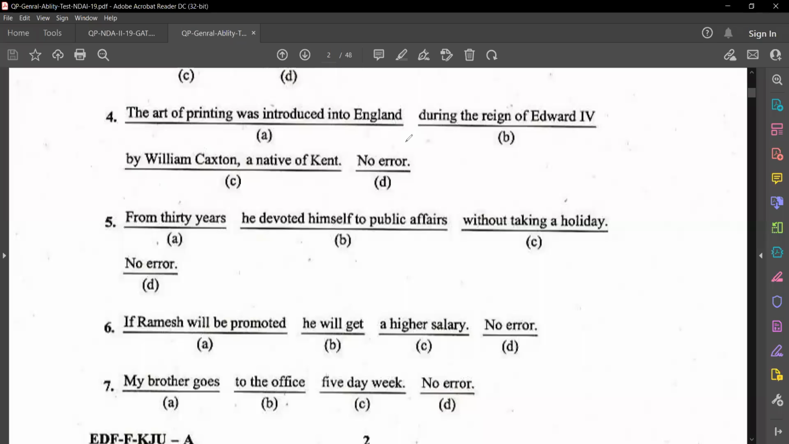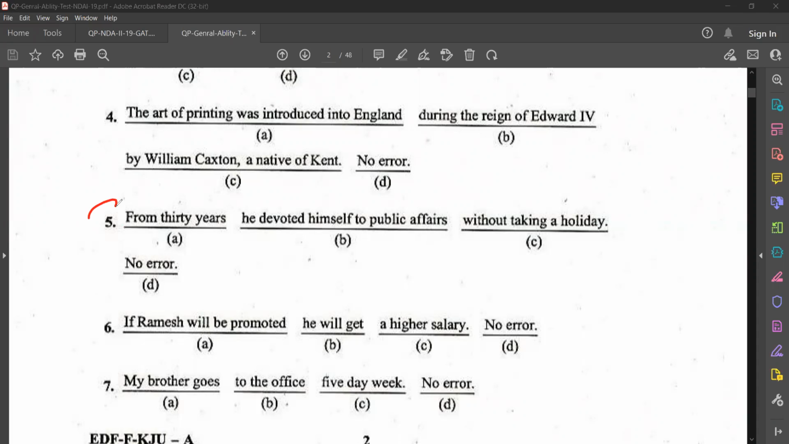For 30 years, he devoted himself to public affairs without taking a holiday. Which is the wrong part?